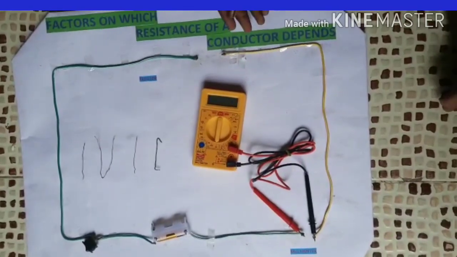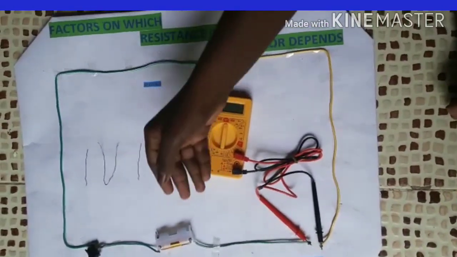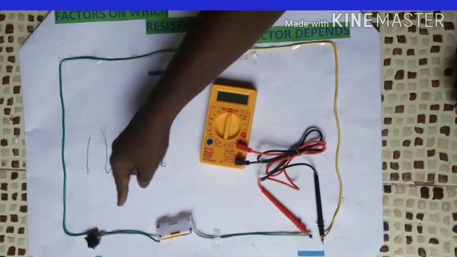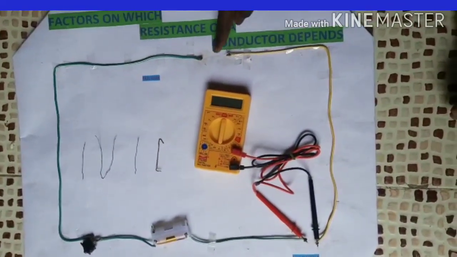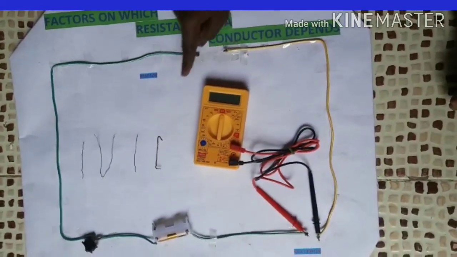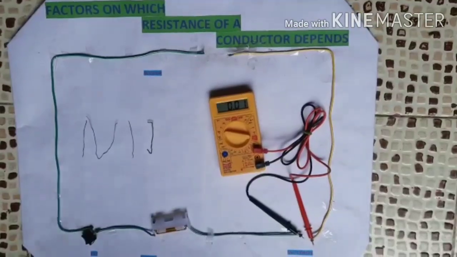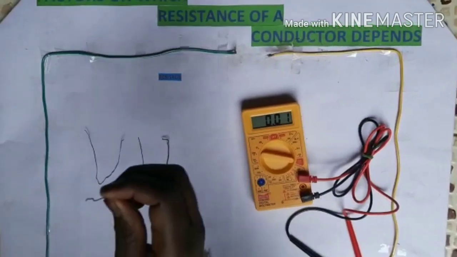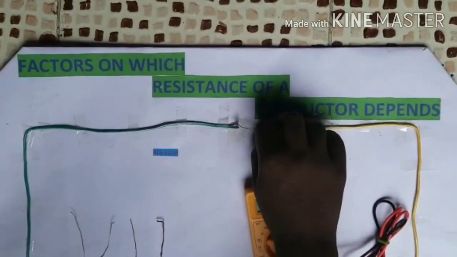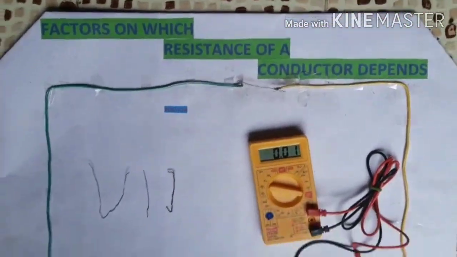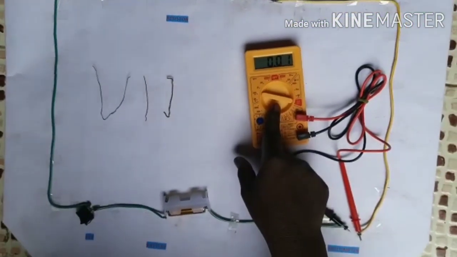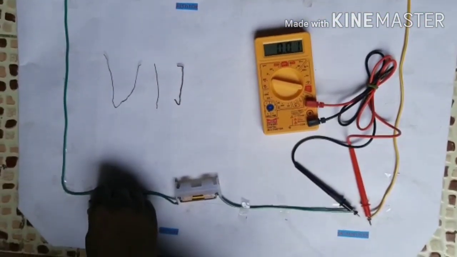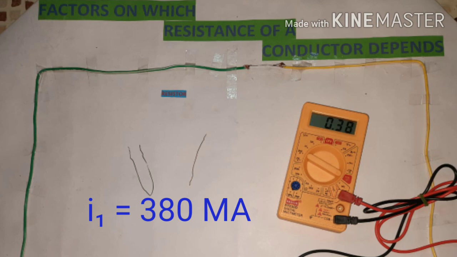We completed the activity by connecting the multimeter, battery and key using wires in series, leaving an open space for connecting the conductor wires. Now connect the nichrome wire with length L and diameter D. Switch on the key and note down the multimeter reading. The multimeter reading is 380 milliamps. We can say it as I1 is equal to 380 milliamps.